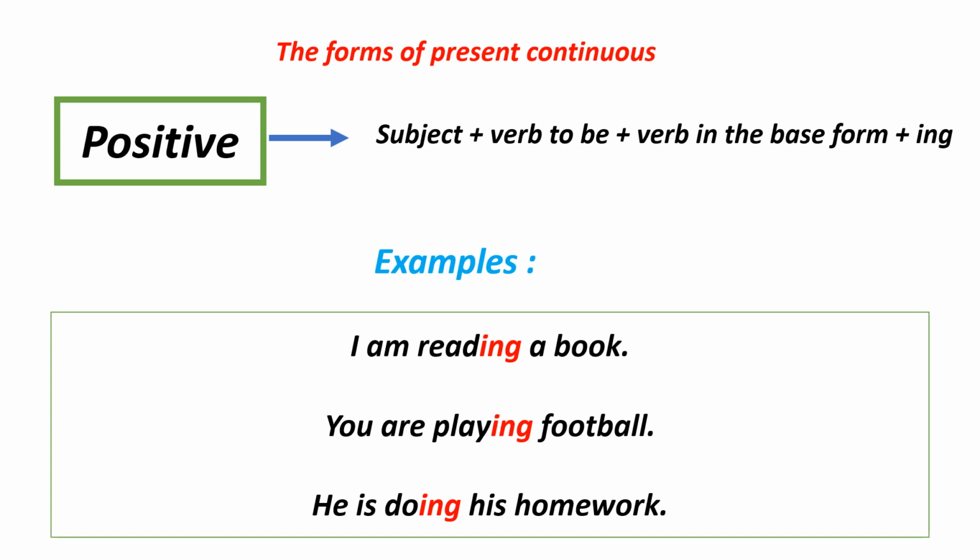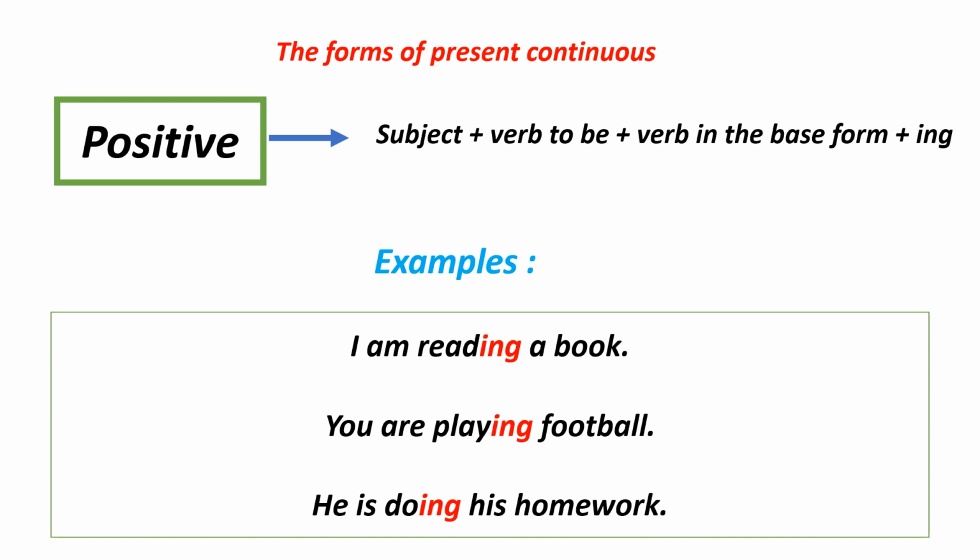Second example is you are playing football. The same thing. You, it's a subject. Are, it's a verb to be. Play, it's a verb in the base form. Ing, this ing. Football, it's an object. So there is no difference. If there is I, you, we, he, she, it, I write the subject, then verb to be, then a verb however I like, then ing.